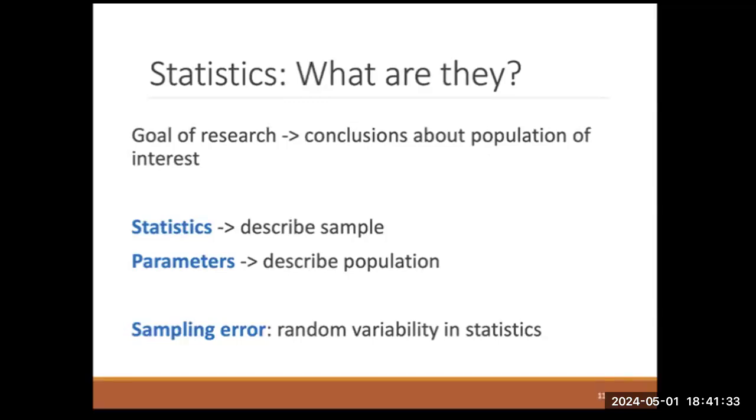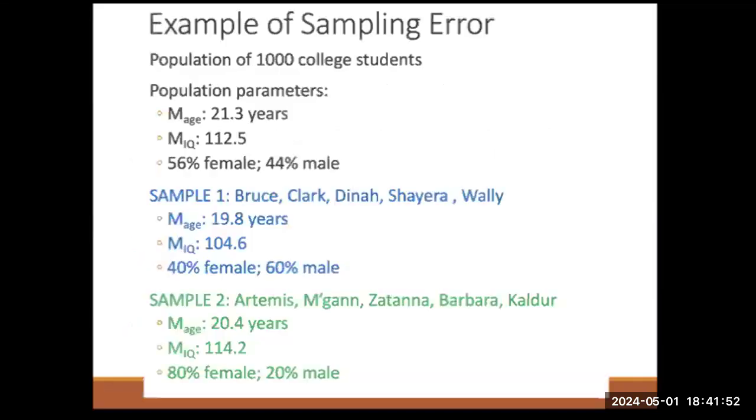Sampling error is our assumption that we are going to have variability when we collect statistics. It's because it is really impossible to randomly select participants from a population and come up with the same values each time. So let's take a look at it. Here's an example of sampling error.